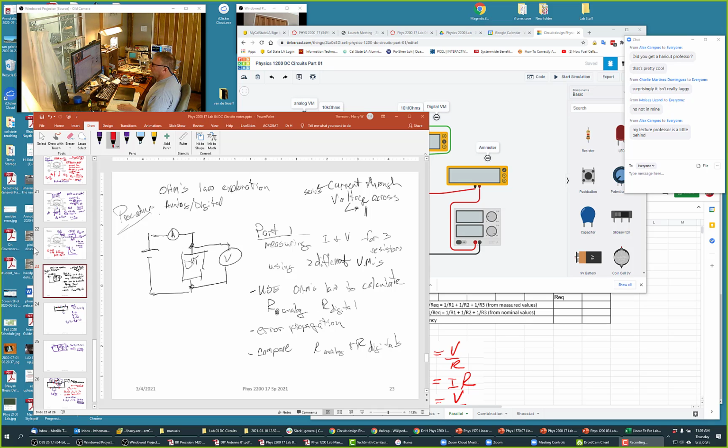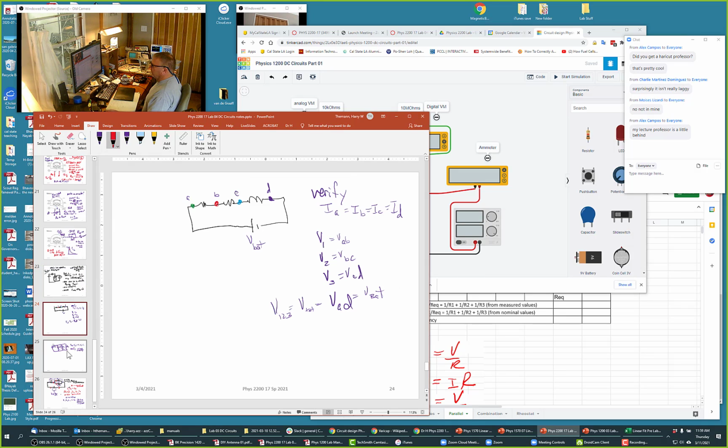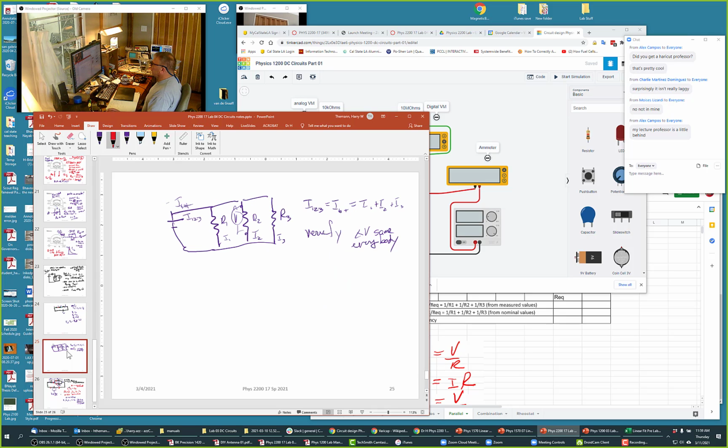So part one was studying Ohm's law, and we're looking at analog versus digital voltmeters, and then you had some tasks to accomplish for the notebook you handed in last night.